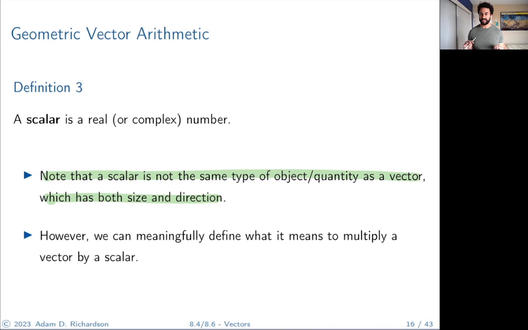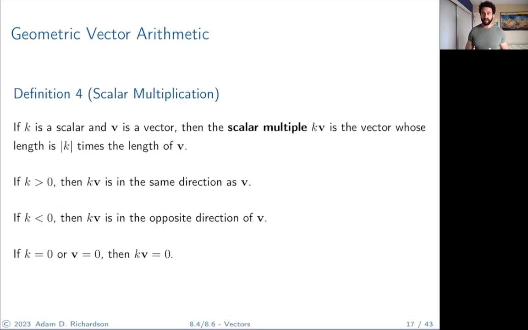They're not the same objects, but we can talk about how these objects play together, and we can define meaningfully what it means for these things to play together. And we're going to do that right now. We're going to define what it means to multiply a vector by a scalar. This is what's called scalar multiplication.